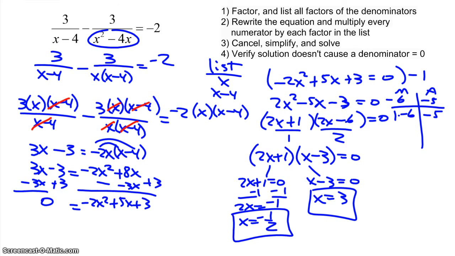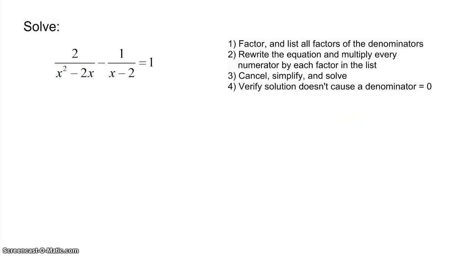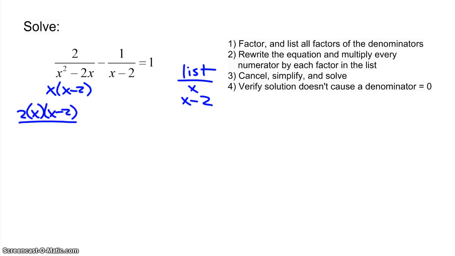And if you try plugging both those numbers in, neither of those numbers makes either of these denominators 0. So we have to avoid a 0 in the denominator, so we should always check. But these are both solutions. Okay, let's look at another example. Let's say we got this one. This is going to factor to x times x minus 2 here, right? So it looks like my list would contain an x and an x minus 2. So I'm going to multiply everything by 1 of everything on the list, and I'm going to use the factored version of this right here.